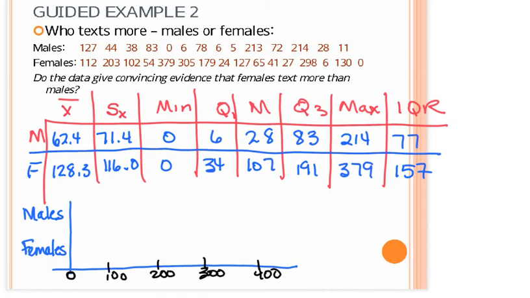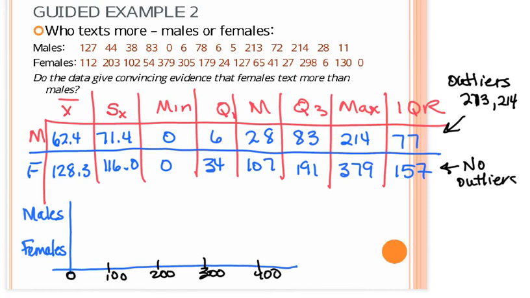Now, if we do our IQR, we'll find some outliers in the male data. I'm just going to tell you, for time's sake, that the outliers for men are 213 and 214. Those are the only outliers that we have. There's no outliers for the female data.